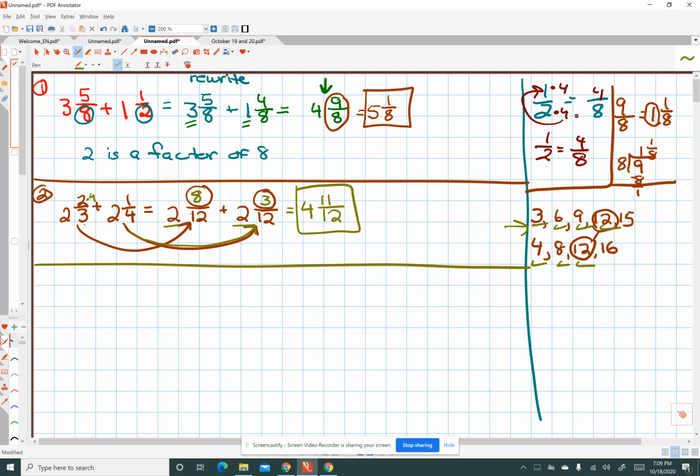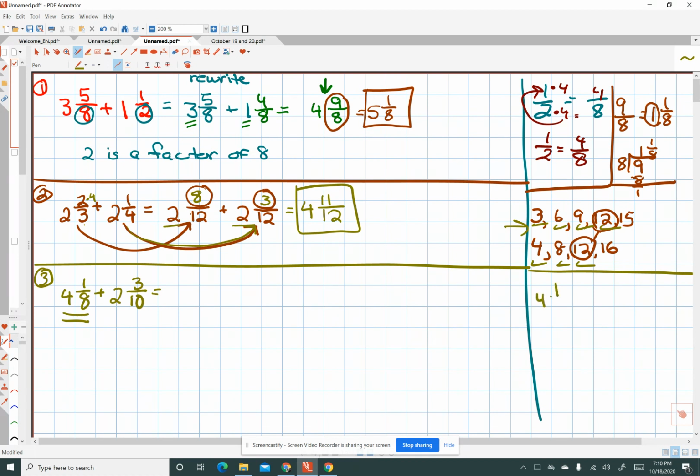Let's try a little harder one. Let's try 4 1/8 plus 2 3/10. And I'm going to show you a slightly different way to do these problems. We have at times converted mixed numbers to improper fractions. We've done that before. You can convert the mixed number to the improper fraction before you add. So let's go over to our sidebar over here and look at how that would work.